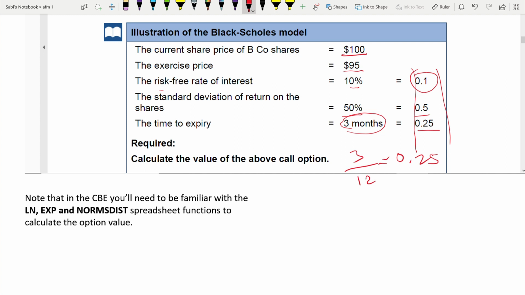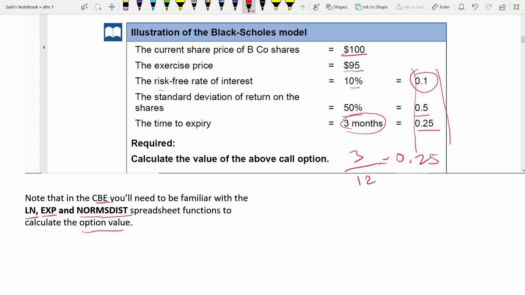Before I calculate, let me tell you that in the CBE, because you are going to give your exam on a CBE platform, you should be familiar with 3 formulas in your Excel. One is known as LN, that is logarithm, EXP, exponential, and NORM.S.DIST, which stands for normal distribution. These spreadsheet functions are already there to calculate the option value. When I do a question on the CBE platform from the revision kit questions, I will definitely show you how to use these formulas there. Now it's a bit too early for me to start that.